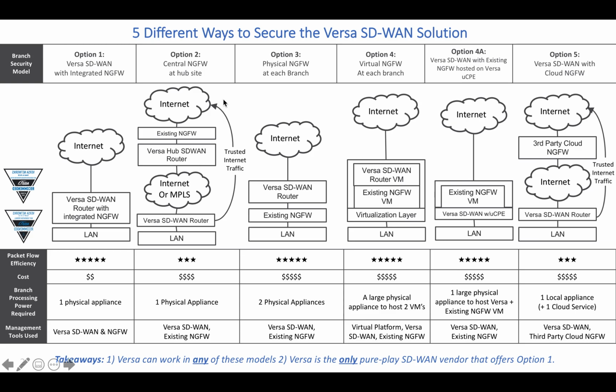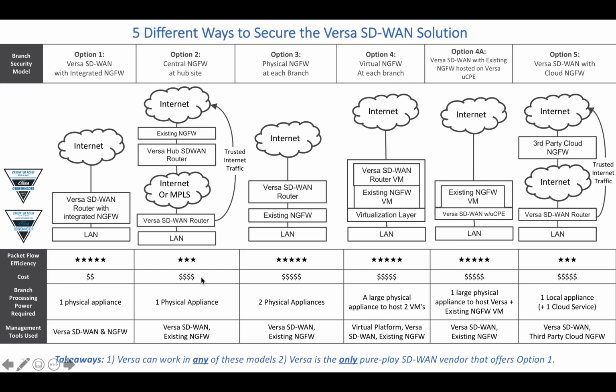Option 2. So this would be for a customer that already had a large deployment of a current next-gen firewall vendor that they want to continue to leverage. So here we have the LAN infrastructure inside the branch, a Versa SD-WAN router performing routing in SD-WAN. Trusted internet traffic like Salesforce and Office 365 goes directly to the destination. If it's untrusted traffic, it's going to go across the SD-WAN to a central hub router and then through an existing next-gen firewall in the data center.